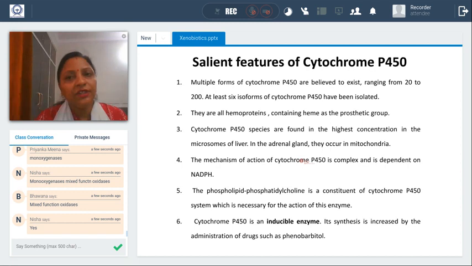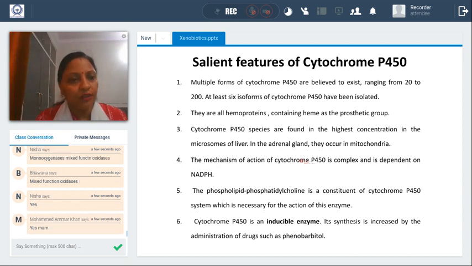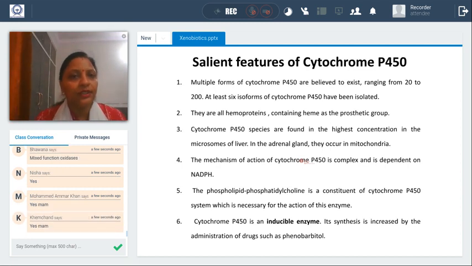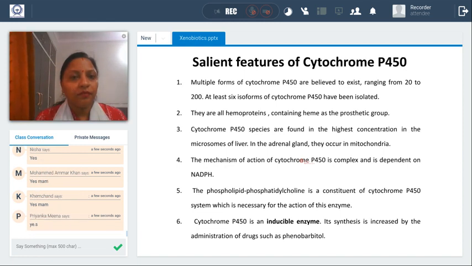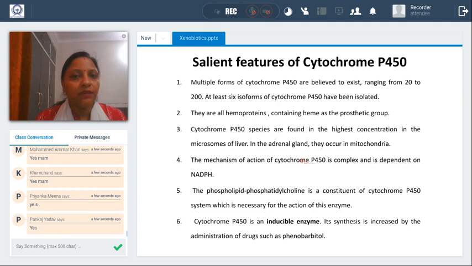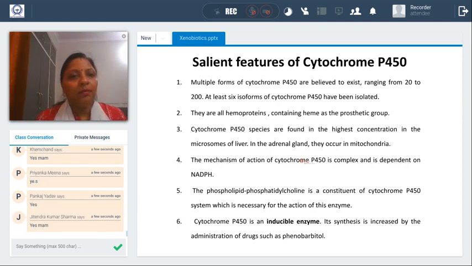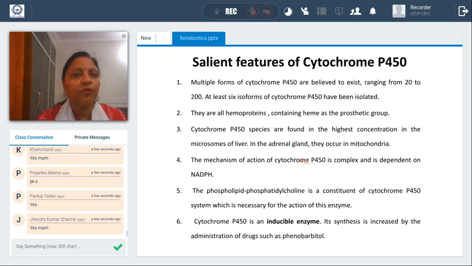What are the salient features of cytochrome P450? This is an important question: salient or characteristic features of cytochrome P450. Multiple forms of cytochrome P450 are believed to exist, ranging from 20 to 200. At least 6 isoforms of cytochrome P450 have been isolated yet. They are all hemoproteins.